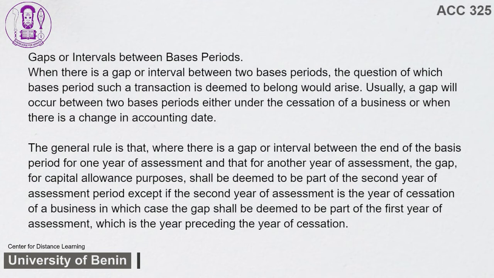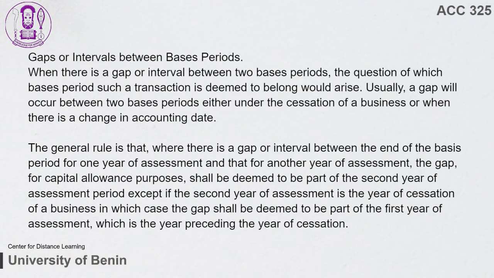The general rule is that where there is a gap or interval between the end of the basis period for 1 year of assessment and that for another year of assessment, the gap, for capital allowance purposes, shall be deemed to be part of the second year of assessment period, except if the second year of assessment is the year of cessation of a business, in which case the gap shall be deemed to be part of the first year of assessment, which is the year preceding the year of cessation.